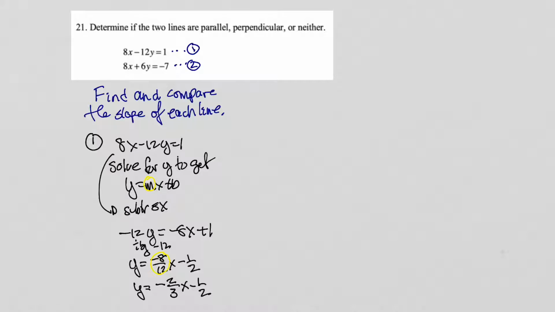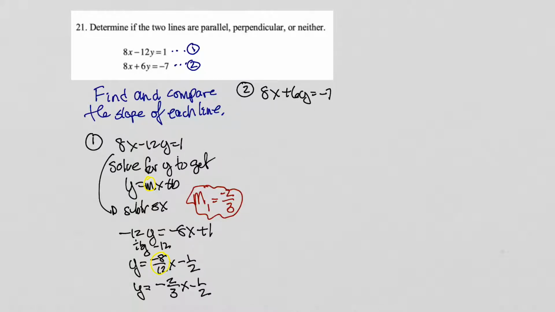So the slope of line 1, I'm going to write it right here, and I'll subscript it, right? The 1 just means I'm dealing with line 1. The slope of line 1 is equal to negative 2/3. I'll circle it so I can find it again here in a minute.